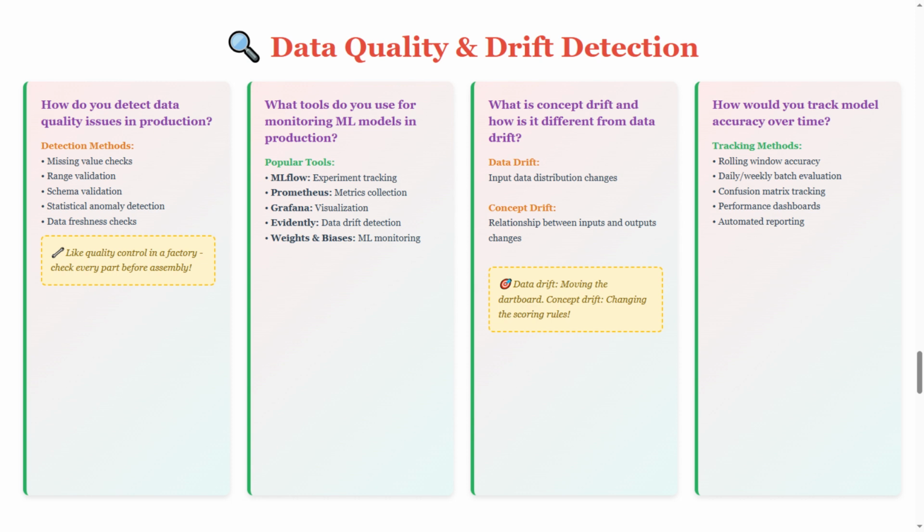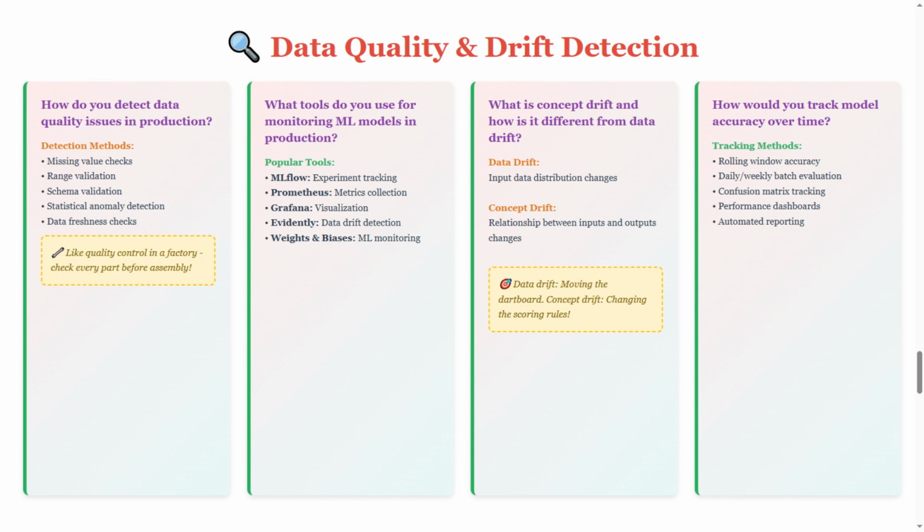Time for data quality and drift detection, catching problems before they catch you. First question: how do you detect data quality issues in production? Detection methods include missing value checks, range validation, schema validation, statistical anomaly detection, and data freshness checks. The analogy section explains, like quality control in a factory, check every part before assembly.